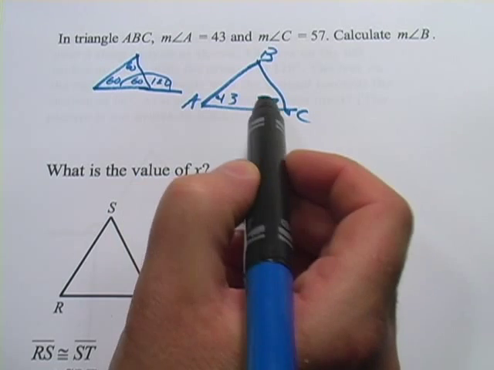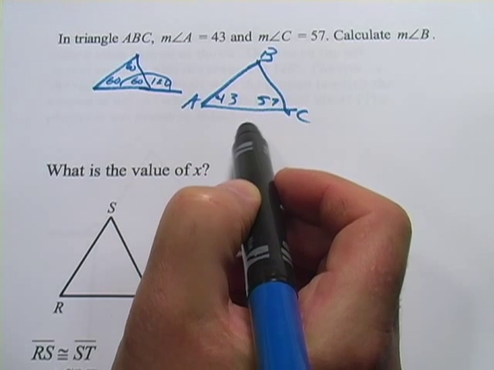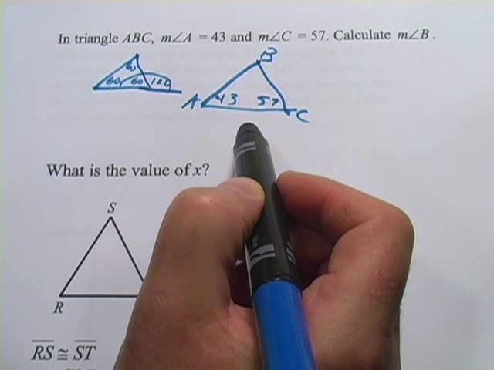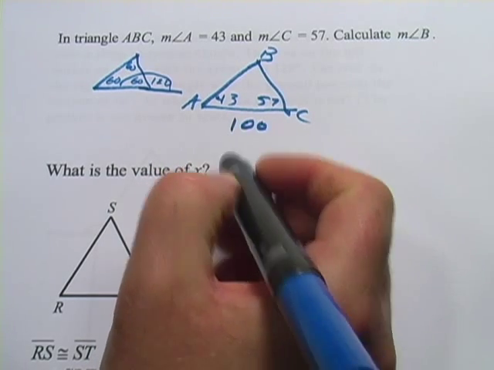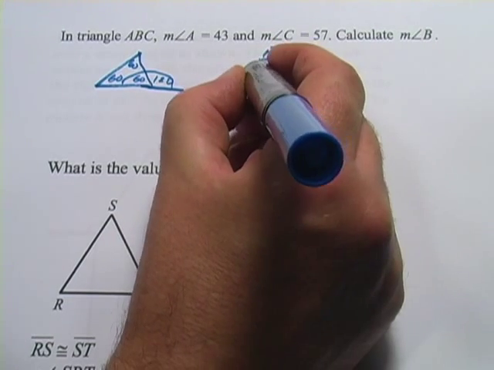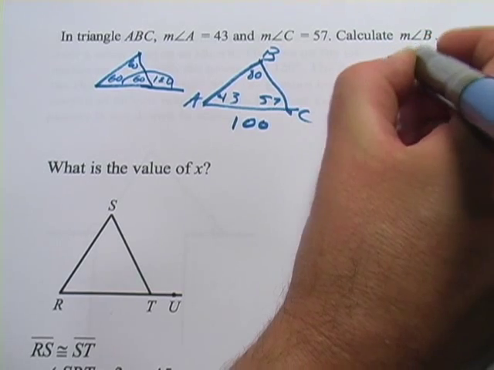You should know that the interior angles of a triangle add up to 180 degrees. So you simply add these two together. So 43 plus 57, that I think is 100. And then you subtract from 180 and you get 80 left over. So the measure of angle B equals 80 degrees.